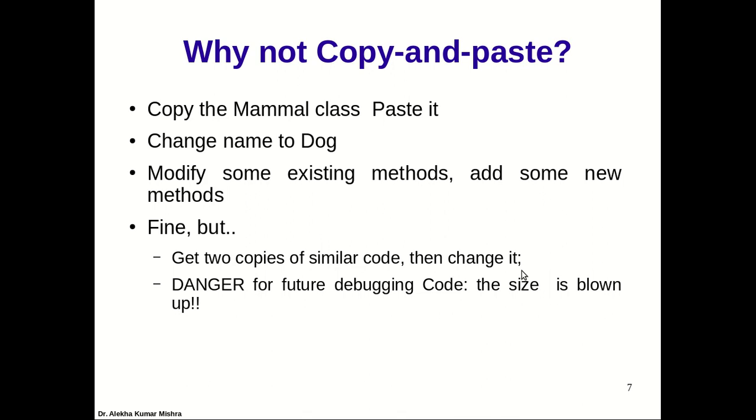Fine for a small number of small classes, maybe we will not face the problem, but it is dangerous for future debugging of code. And if you keep on copy and pasting all the features which are there in the higher class, let's say class mammal, exactly copied into the dog, you will keep on adding code to your program, and it's a problem in debugging. Also, sometimes it may blow the size. So wherever the size is a restriction, copy paste is a dangerous thing. That's why copy and paste is not a suitable way to reuse things.